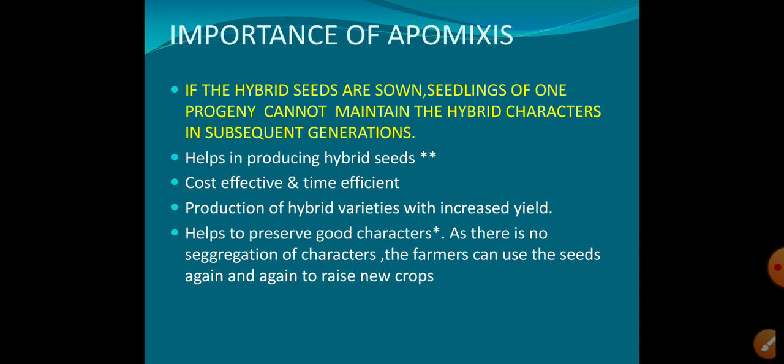Because there is no segregation of characters, the farmers can use the seeds again and again to raise new crops. This is a bit of a complicated topic. You just recall this or listen to it carefully and you will understand. Normally, a seed, that is an embryo becoming a seed, involves meiotic division where there will be segregation of characters. Apomictic seeds will not show meiosis, will show only mitosis, and so no segregation of characters takes place.